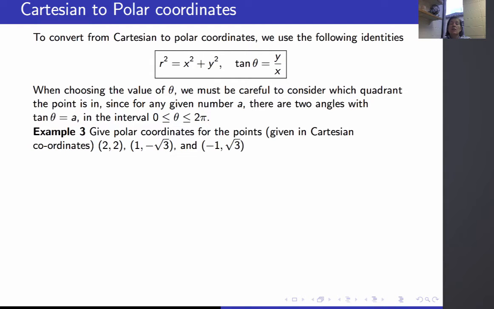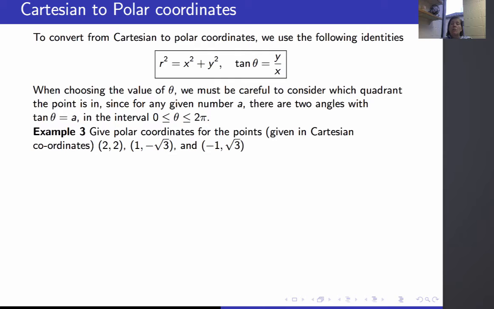Since tangent is not a one-to-one function on the angles from 0 to 2 pi, we must figure out which quadrant the point is in before we can figure out what the value of theta is, because there are two angles with tangent of theta equal to any given number in the interval from 0 to 2 pi.